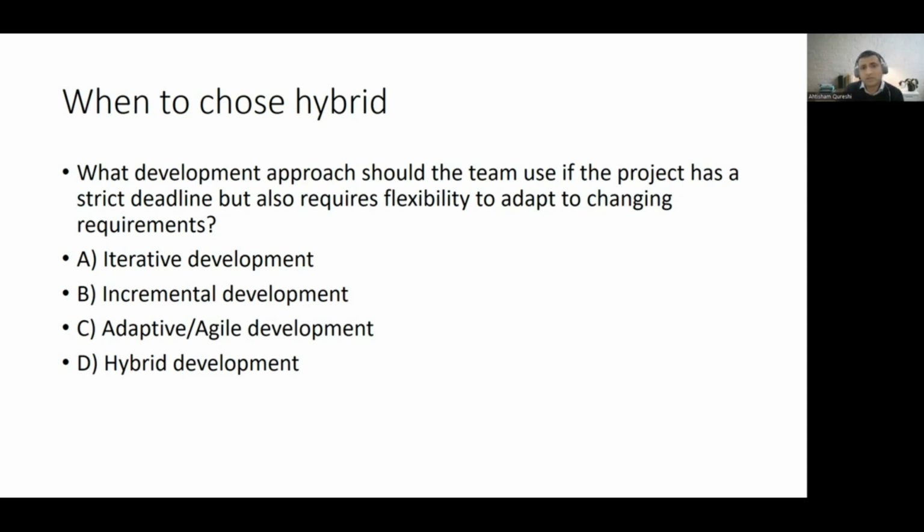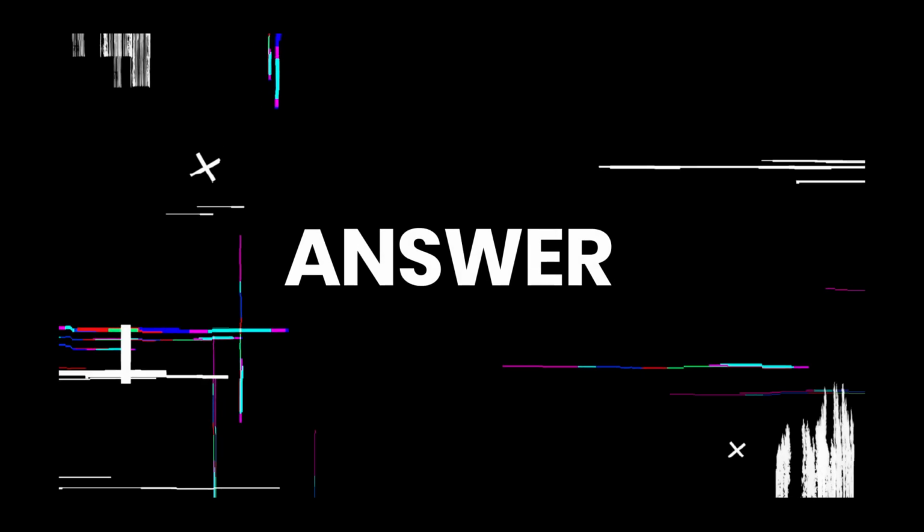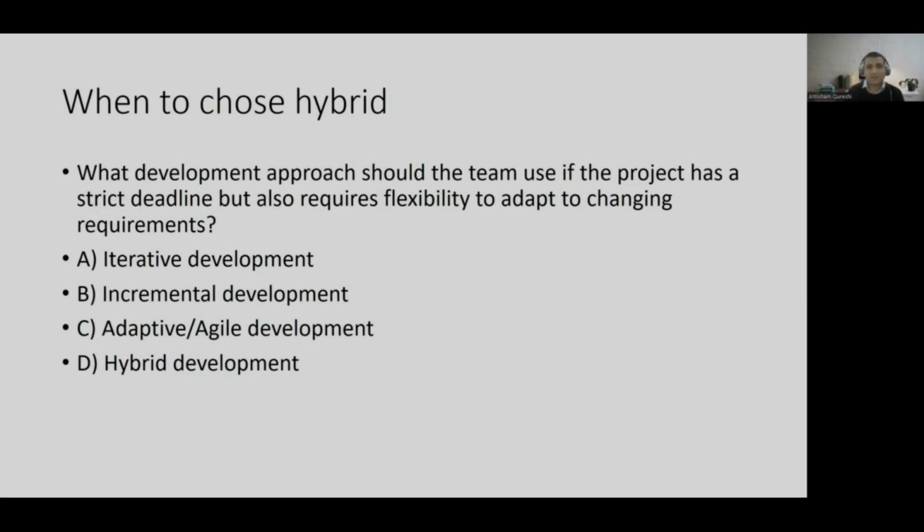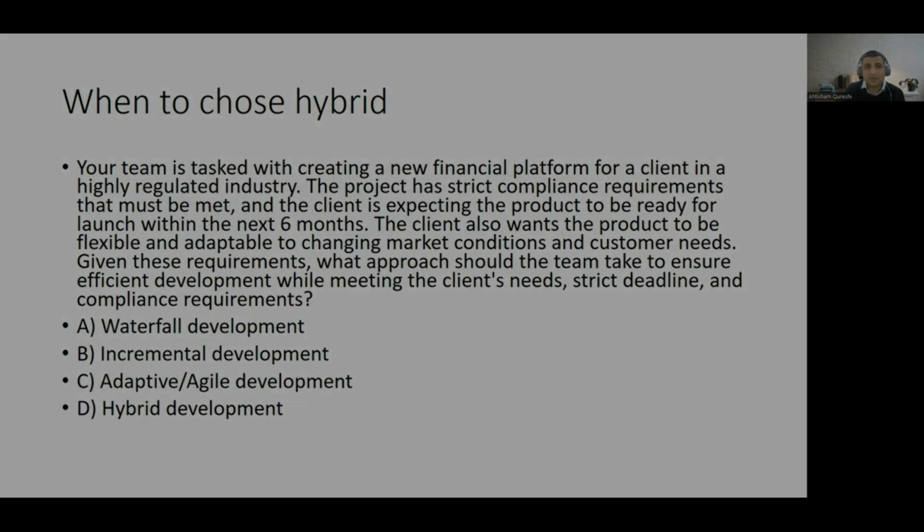What development approach should the team use if the project has a strict deadline, but also requires flexibility to adapt to changing requirements? Okay. Your constraint is time. Time is your constraint, but also you want me to be flexible to incorporate any changes in between. Iterative, incremental, adaptive, or hybrid. Hybrid. So remember this, that we will choose hybrid. Okay.